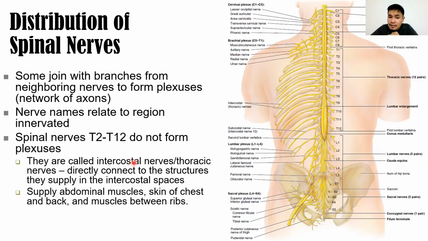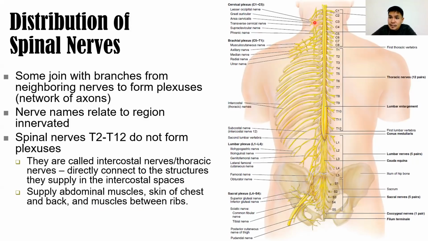They are called your intercostal nerves or thoracic nerves. No, intercostal or thoracic nerves. Thoracic because they course in the inferior part of your ribs, no, at your intercostal areas, no, in between the ribs. They directly connect to the structures they supply in the intercostal spaces, the spaces in between each rib, and supply the abdominal muscles, the skin of the chest and back, and the muscles between the ribs. So these are your intercostal nerves or your thoracic nerves, T2 to T12. They do not form plexuses.